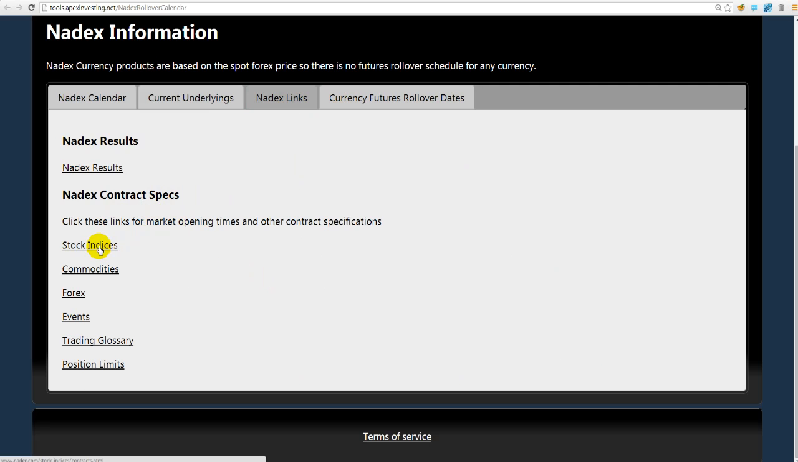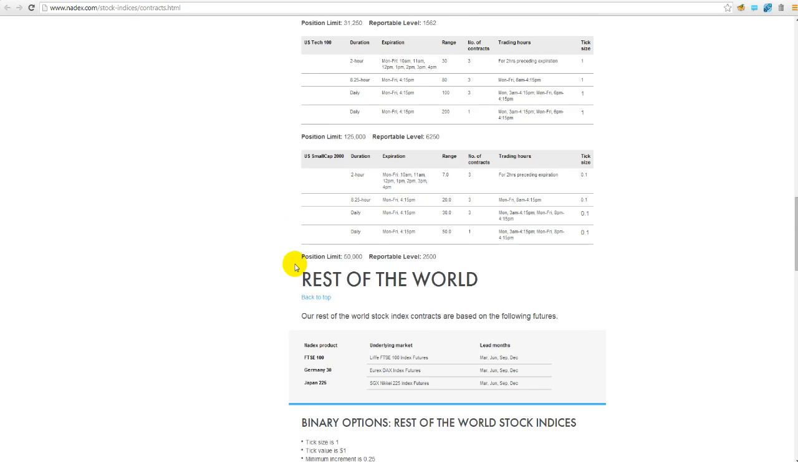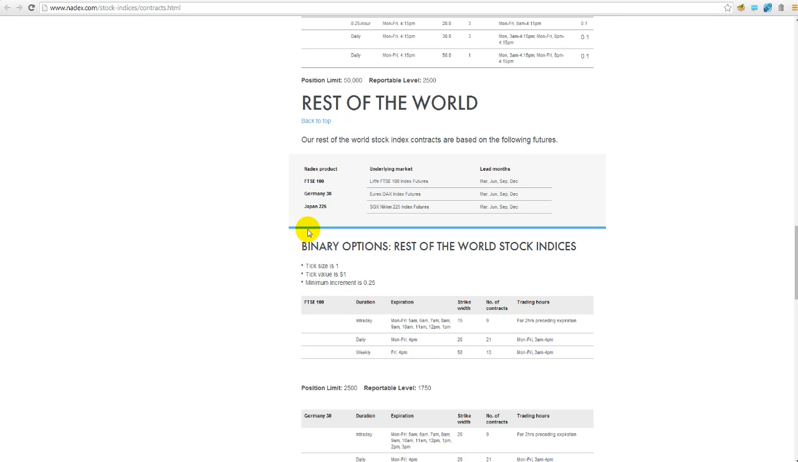So let's say you did want to look at the stock indices. You can go over here, go down, find, say, rest of the world. You want to find out when the FTSE does open. And it'll tell you, it opens from 3 a.m. to 4 p.m. It's when it starts trading, and you have 2-hour expiration starting at 3. So you've got a 5 a.m., a 6, a 7, 8, 9, 10, 11, 12, and a 1 o'clock expiration. You've got a 2 and a 3 o'clock expiration as well over on the DAX.